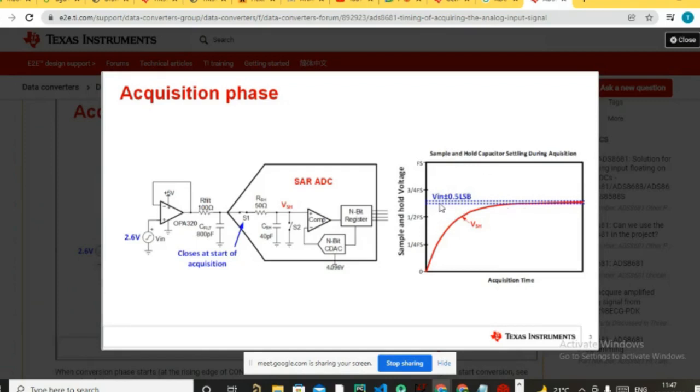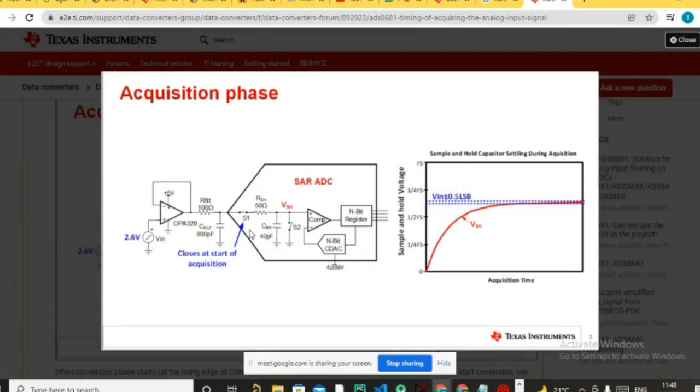So this capacitor is designed to settle at this particular value. Since this value of LSB is very small, because it is actually one particular voltage step when you are looking at the ADC resolution, you can consider it equal to Vin mostly. So Vin is 2.6 volt. This VSH is basically the voltage across this sampling and hold capacitor.